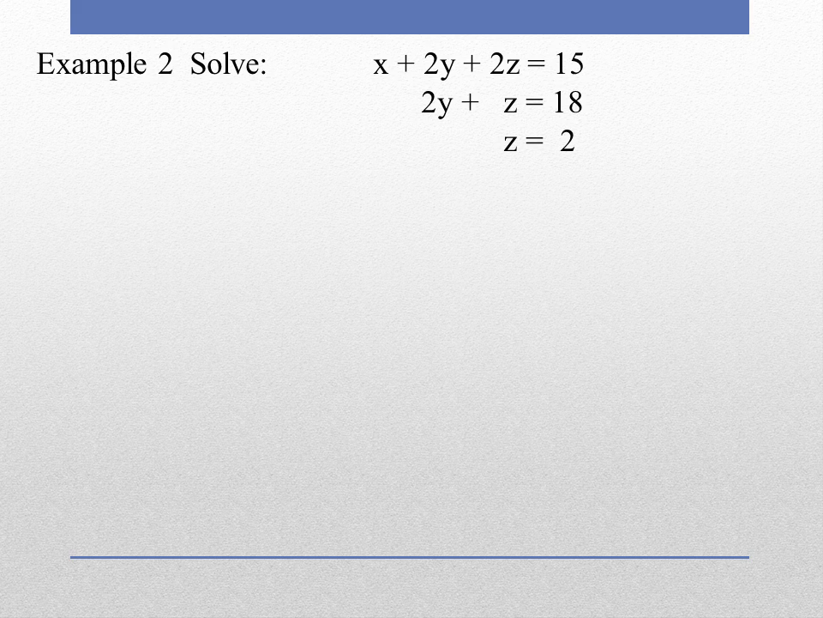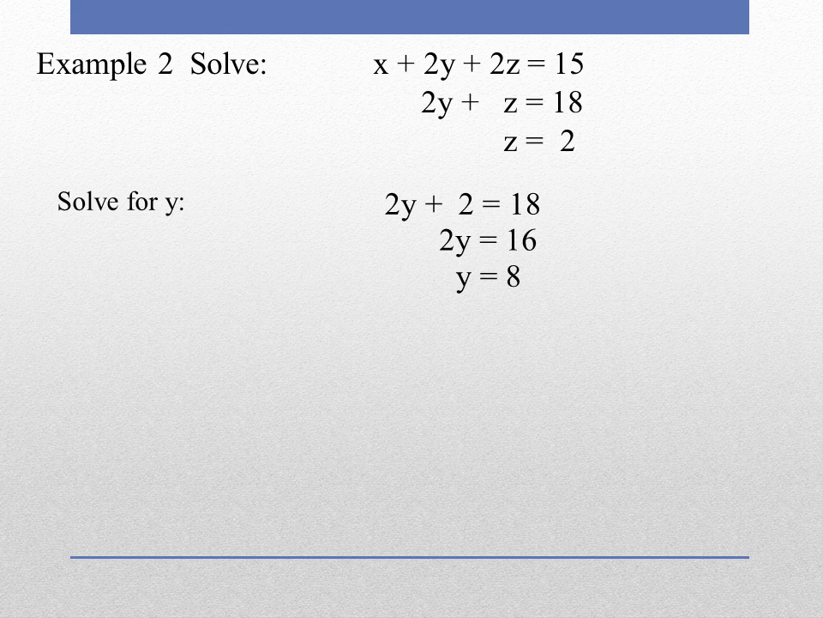All right, second example, we have a very similar example to our first one. So we're going to begin by taking our z equals 2 and substitute it up into the second equation, and that way we can solve for y. So we'll replace z equals 2 into the second equation and begin the process of solving for y. So we'll subtract the 2, and then we'll divide by 2, and so our second variable is 8.